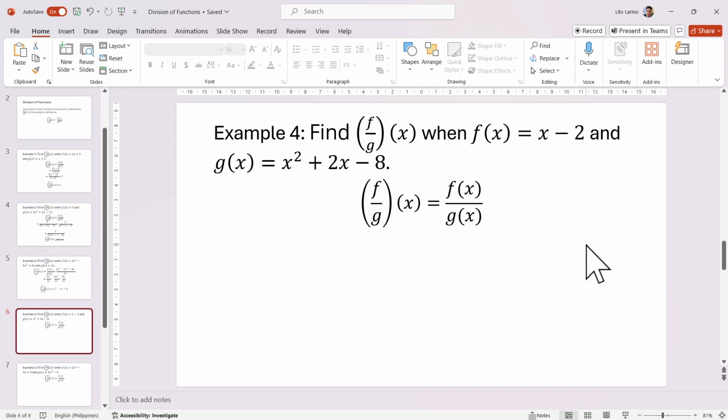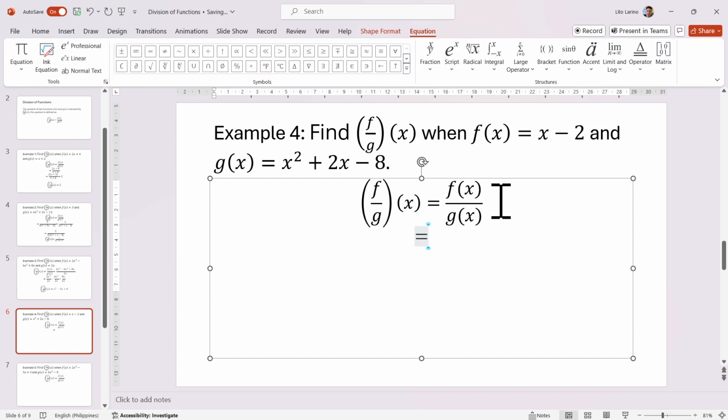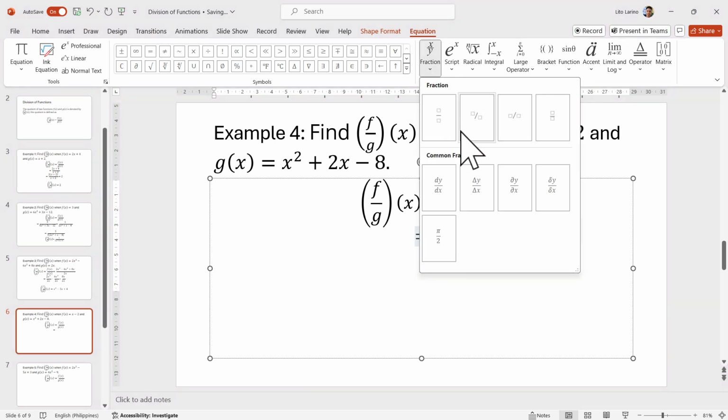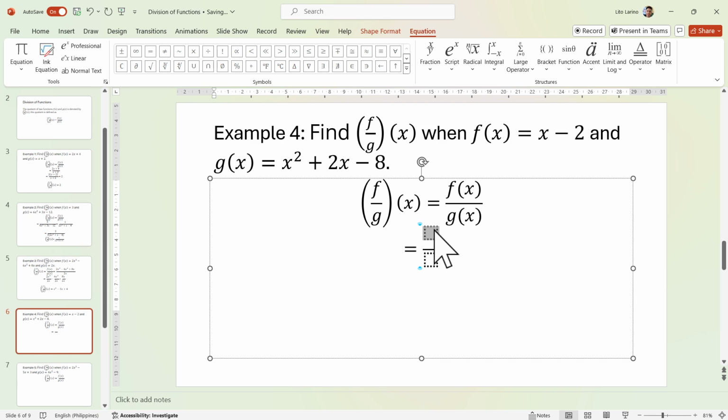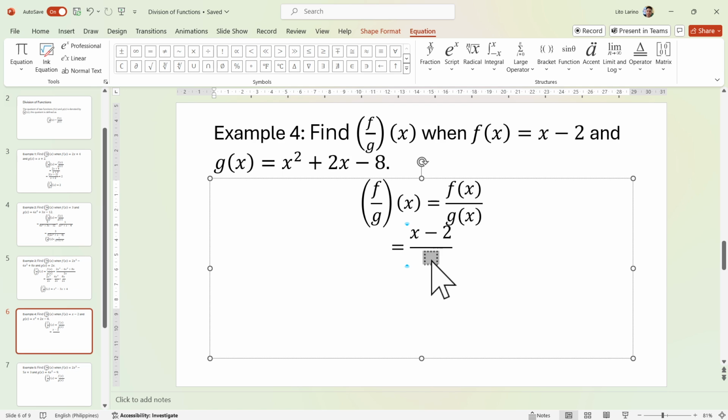Let us have example 4. When f of x is equal to x minus 2 and g of x is equal to x squared plus 2x minus 8. Now in this case, we have to do factoring quadratic expressions. Again, we will still do the factoring, just like in the first two examples. We factor out our numerator and denominator to look for the common factors and cancel them out to simplify our expression. Our g of x is this quadratic expression, x squared plus 2x minus 8.